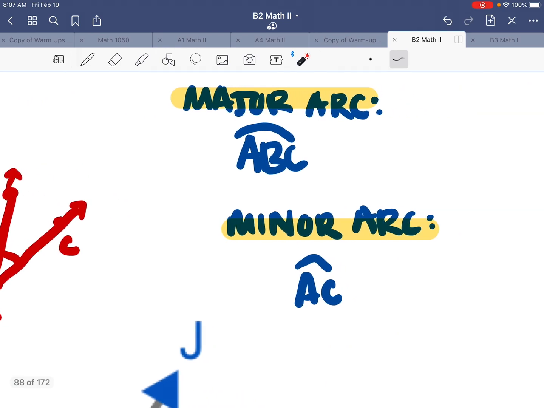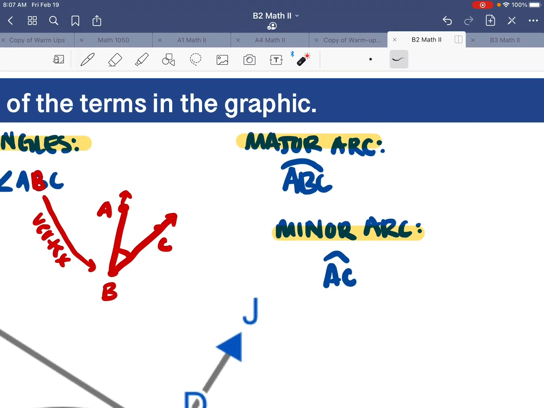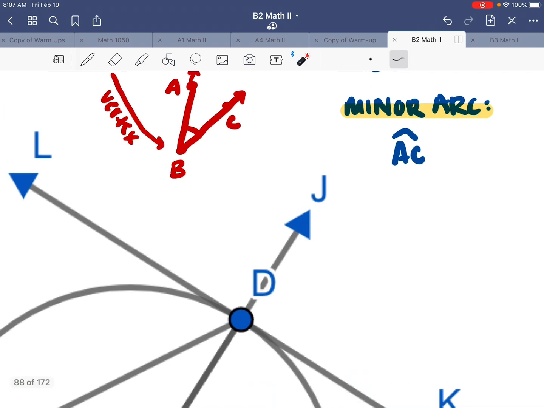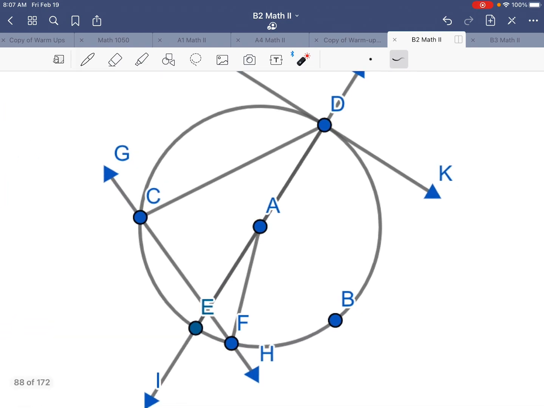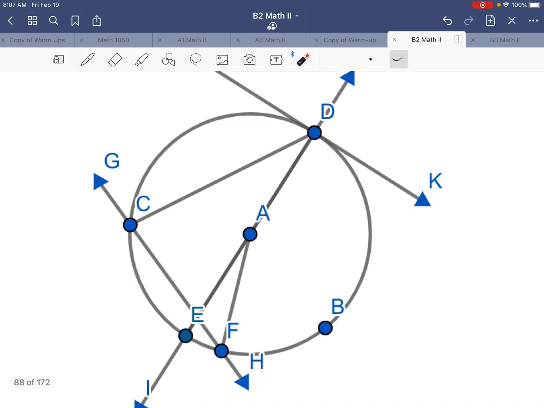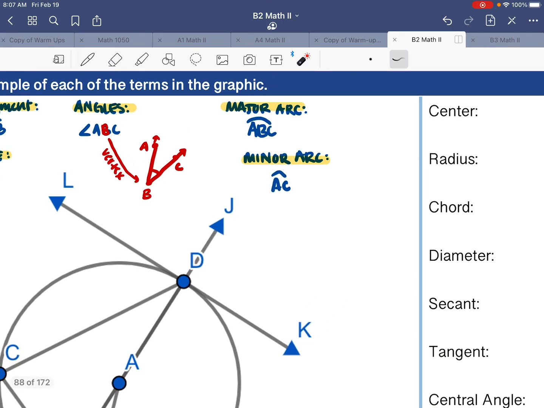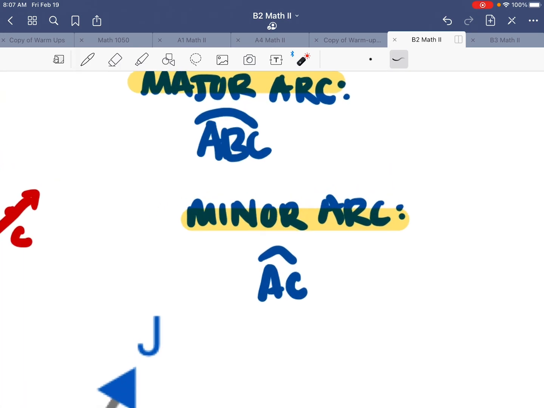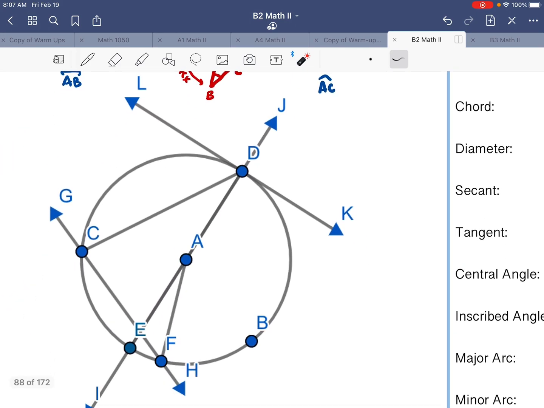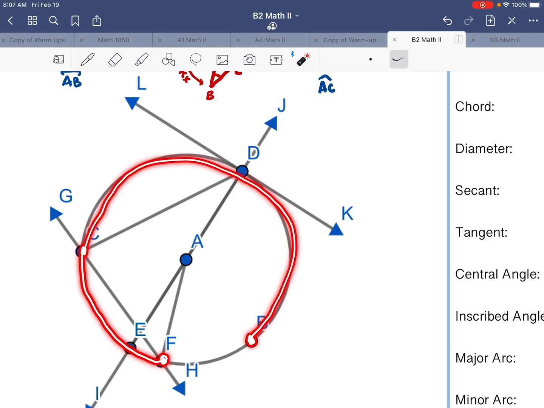Then we have arcs, which you'll have the definitions for above. A major arc is more than half of a circle. The problem with arcs is that if we use just 2 points, because the circle is round, it's unclear which direction we're talking about. So if I just say arc FB, are we talking about this arc, or are we talking about this arc, right? Because they're round, so it goes both directions. So to indicate which direction we're going, if we're going the long way around the circle, we use 3 points instead of 2. So I would instead say arc FCB. That indicates that I'm going the long way around the circle.